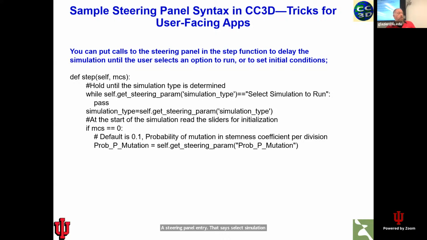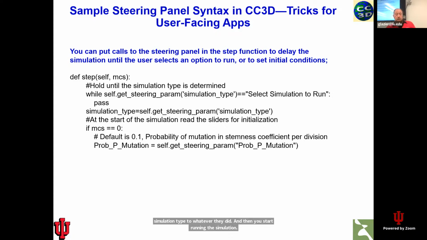And you could have a futile loop that says while steering panel entry simulation type is select simulation to run. That means the user didn't select one. You just sit there and keep looping. Once the user selects the simulation, you set the simulation type to whatever they did, and then you start running the simulation. You could also do this in the opposite direction.